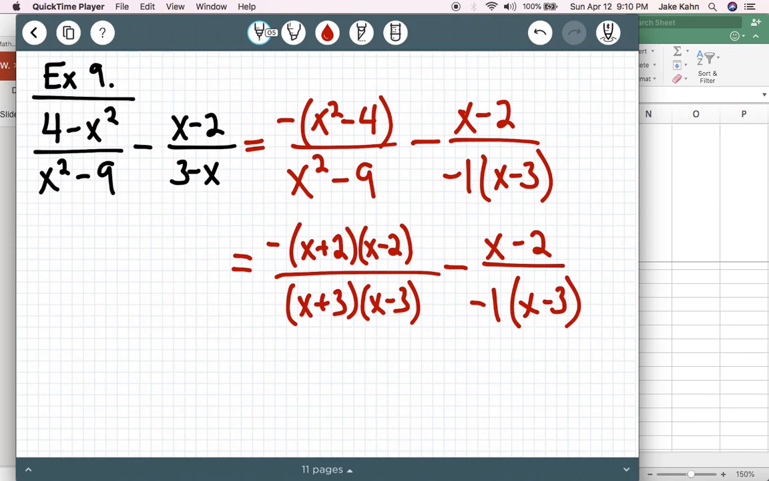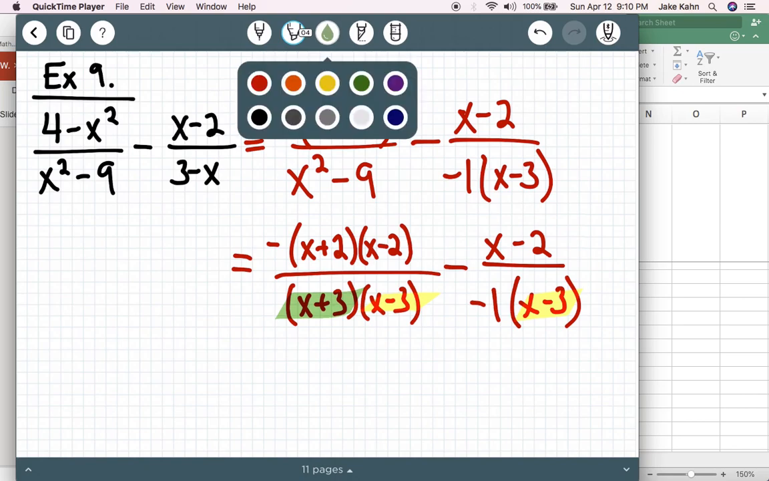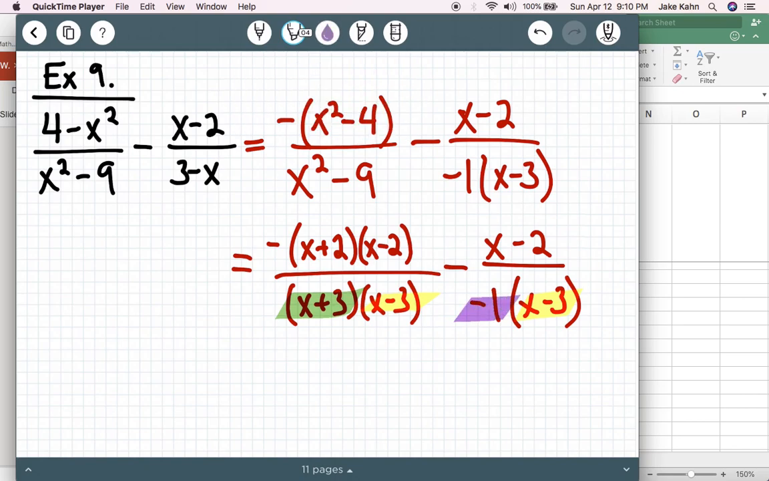All right. Now we have a subtraction problem, which means that we need common denominators. Both denominators have a factor of x minus 3. However, the first fraction has x plus 3 and the second doesn't. The second fraction has this negative 1 where the first fraction doesn't, right?